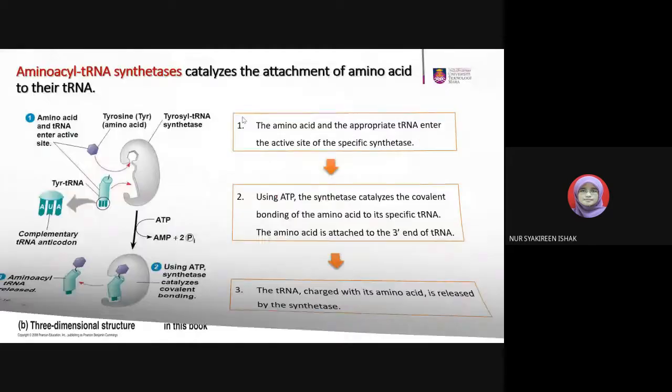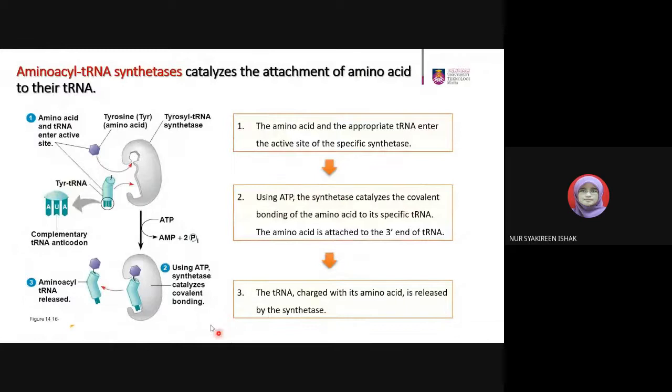Okay, so the tRNA charged with its amino acid is released by the enzyme, which is the synthetase. Once the covalent bond has formed between the amino acid and the tRNA, you have this molecule, amino acid tRNA, released from the enzyme. So bila dah attach ke amino acid pada tRNA, kita namakan dia sebagai amino acid tRNA, this molecule. The product, amino acid tRNA, will be released from the active site of synthetase.